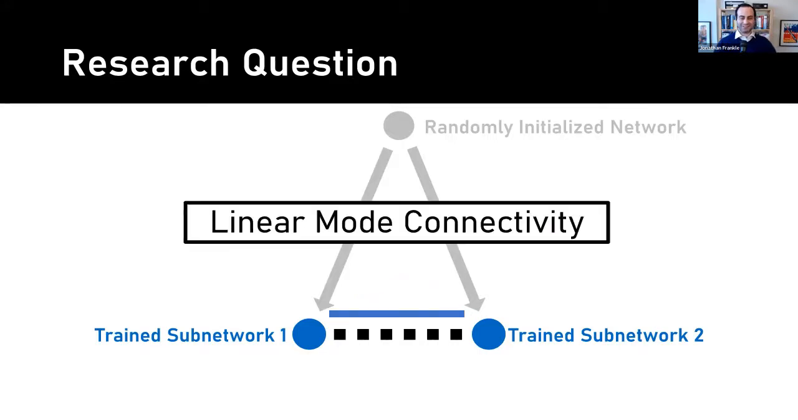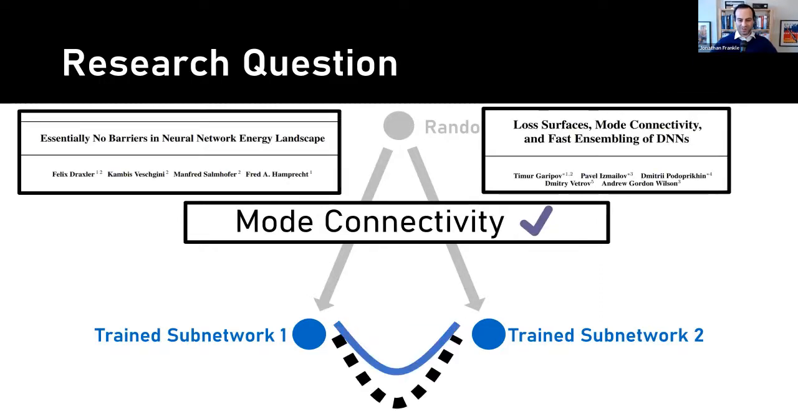So, let's talk about this a little bit. This property, which I'm going to define as linear mode connectivity, means that the modes found by the networks are linearly connected if this property holds. Now, mode connectivity in general, let's take out the linear part for just a moment.